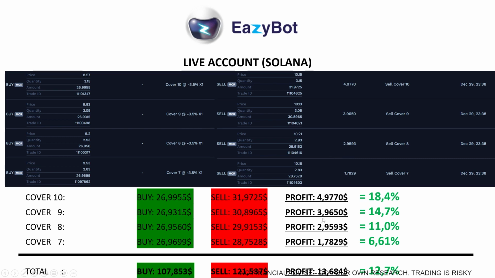Cover 9, we profited $3.96, making 14.7% on this trade. Cover 8, $2.95, 11% on the trade. And on cover 7, $1.78, banking 6.61%. In total, only adding those 4 trades, and again, it's only 4 trades. The bots make hundreds or thousands of trades each day. We made 12.7% on our investment only on those 4 trades. Let's check it out in our live account.